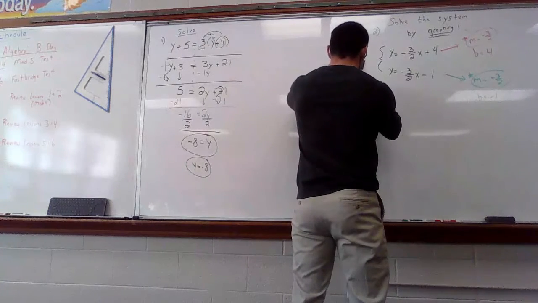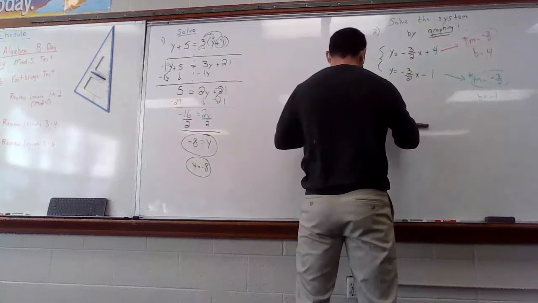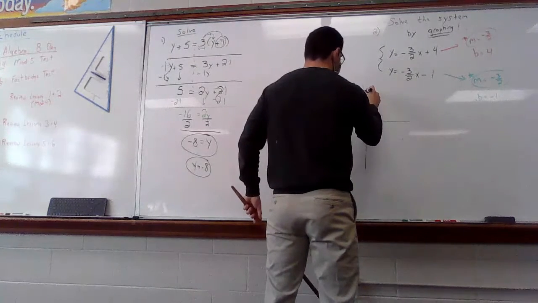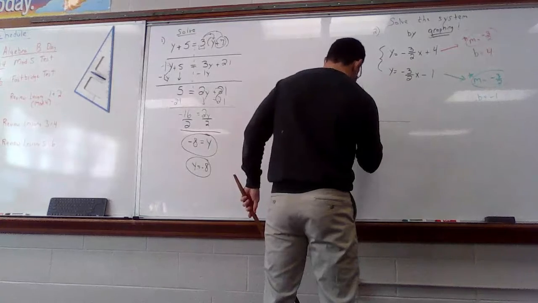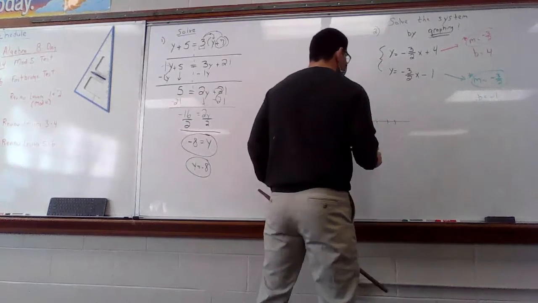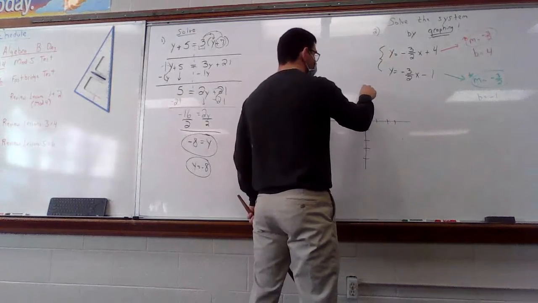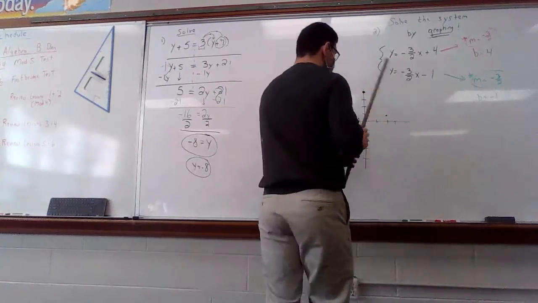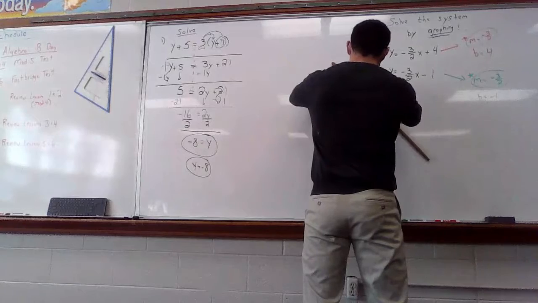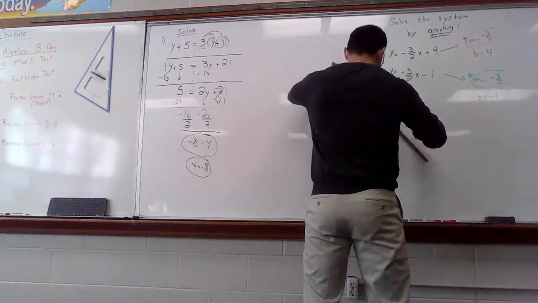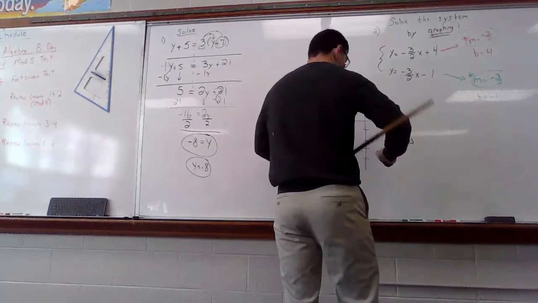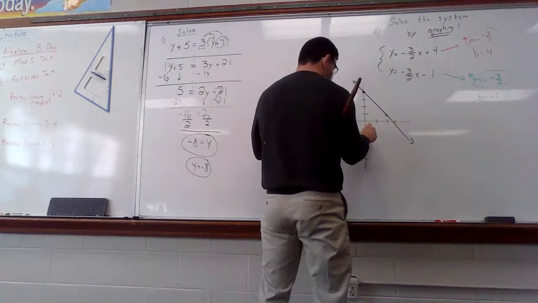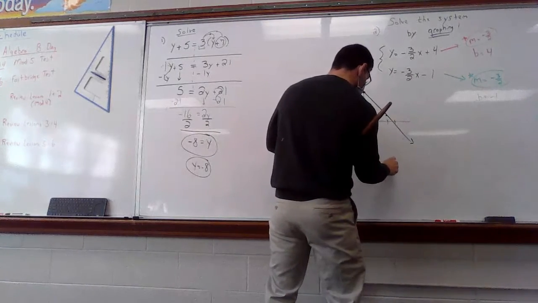So if I graph this, and it won't be a perfect graph, but it will work for us. 1, 2, 3, 4. 1, 2, 3, 4. 1, 2, 3. Okay. So my first point is at +4, going down 1, 2, 3 over 1 over 2. My second graph is at -1, going down 1, 2, 3 over 1 over 2.